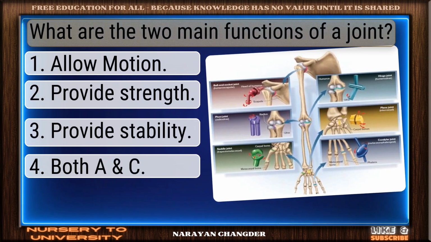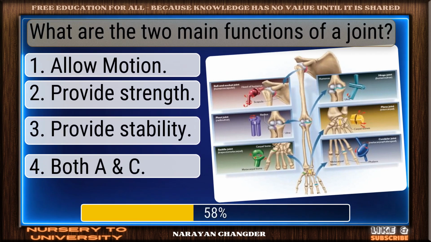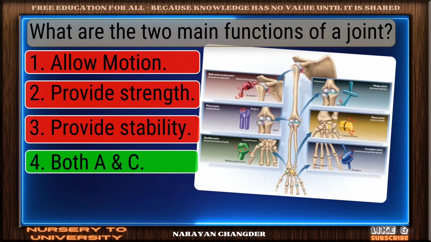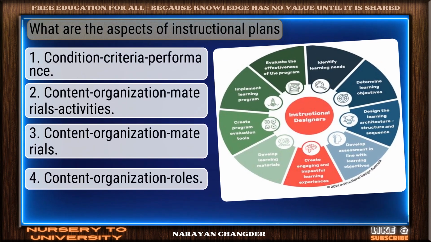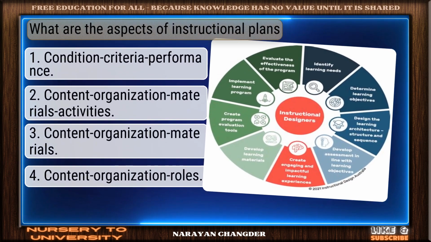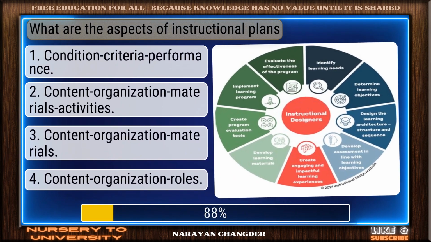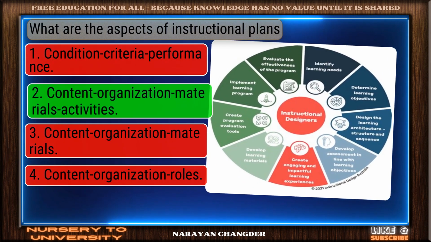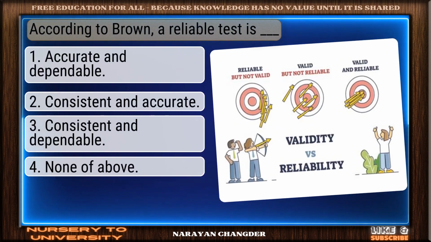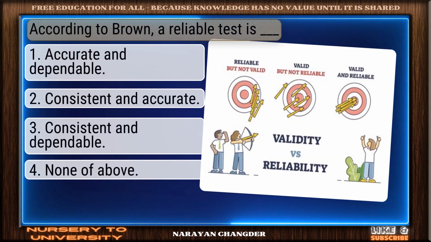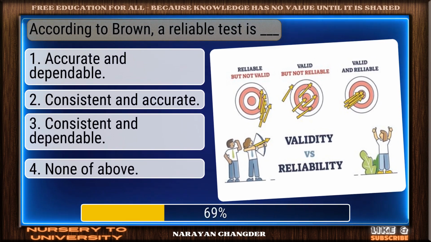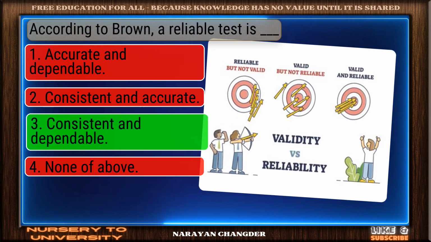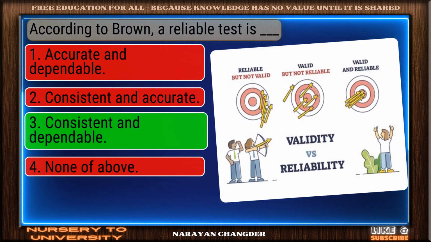What are the two main functions of a joint? Sharp thinking. Both are the right choice. What are the aspects of instructional plans? You got it. Your choice, content, organization, materials, activities, is right. According to Brown, a reliable test is dash. Good thinking. Consistent and dependable is the right answer.